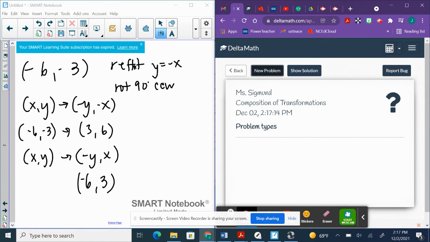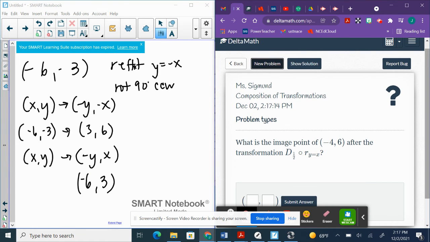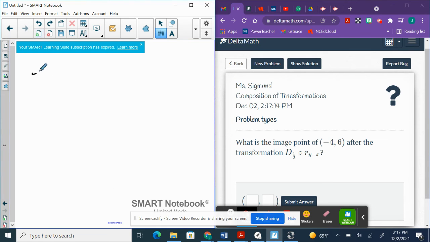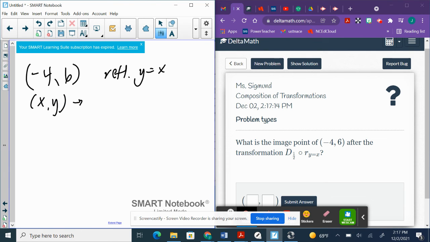Because you have to do 5, I'll do one more with you. Make sure nothing pops up out of nowhere, hopefully. Good, we got a dilation. So we have -4, 6. And then we have a dilation of 1/2 and a reflection over the y equals x. So start with the last one, which is reflection over y equals x. And that's x, y becomes yx.